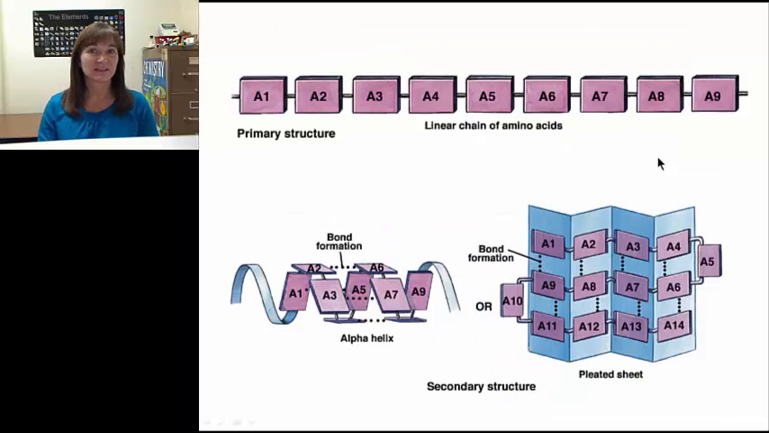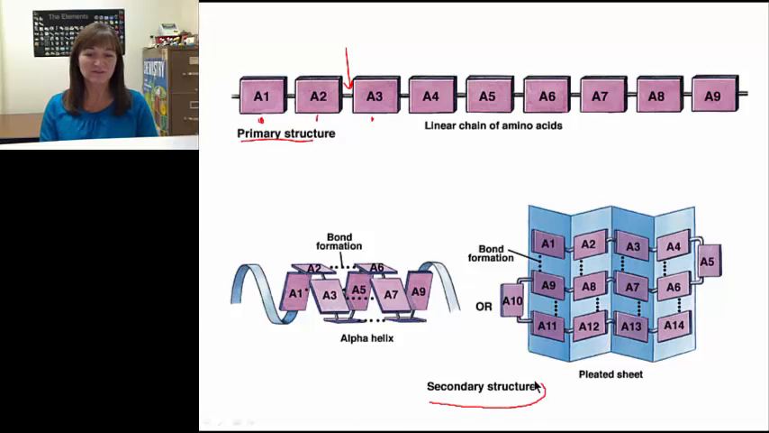Here's a picture summarizing this. The first one is the primary structure. So it is just the sequence of amino acids. The first amino acid, the second one, bonded together by what type of bond? A peptide bond, holding your amino acids together. And so that's the primary structure.